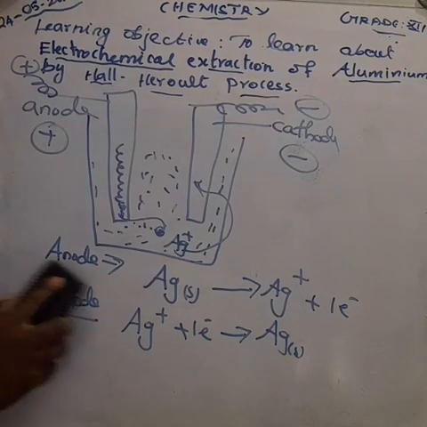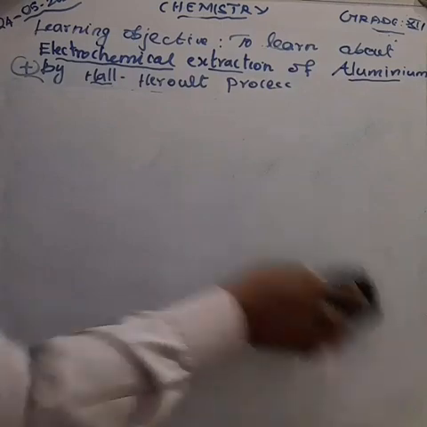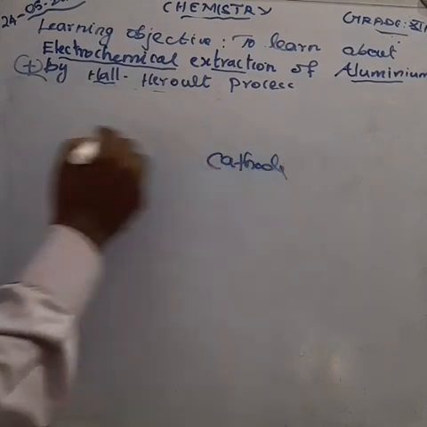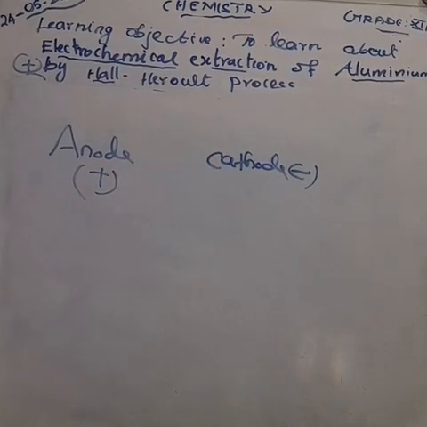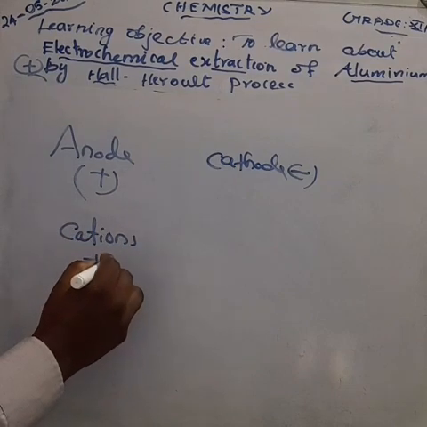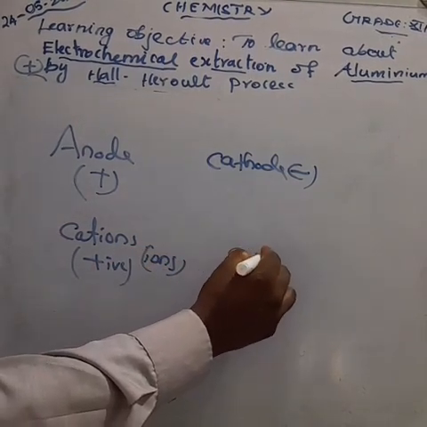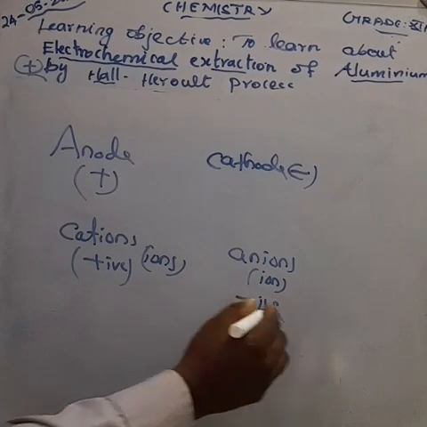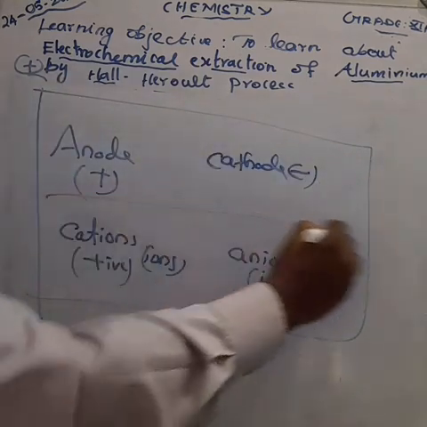This is electrolytic refining, and other metals such as copper and zinc can also be refined by this same process. One more important point: cathode means negative charge, anode means positive charge. Don't forget that. Cation means positive charge, anion means negative charge. Don't confuse them. Try to remember that.